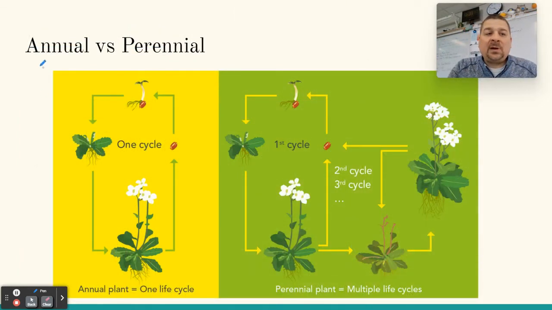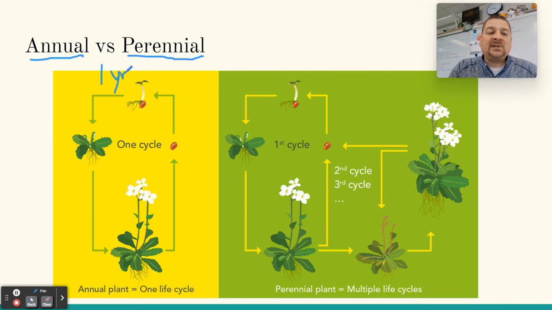And finally, your book, when it talks about organs of the plant, brings up this issue of annual versus perennial. Okay, so when we look at the life cycles of a plant, annuals, like a lot of the weeds and stuff that we see, have one life cycle. It usually lasts for 1 year.